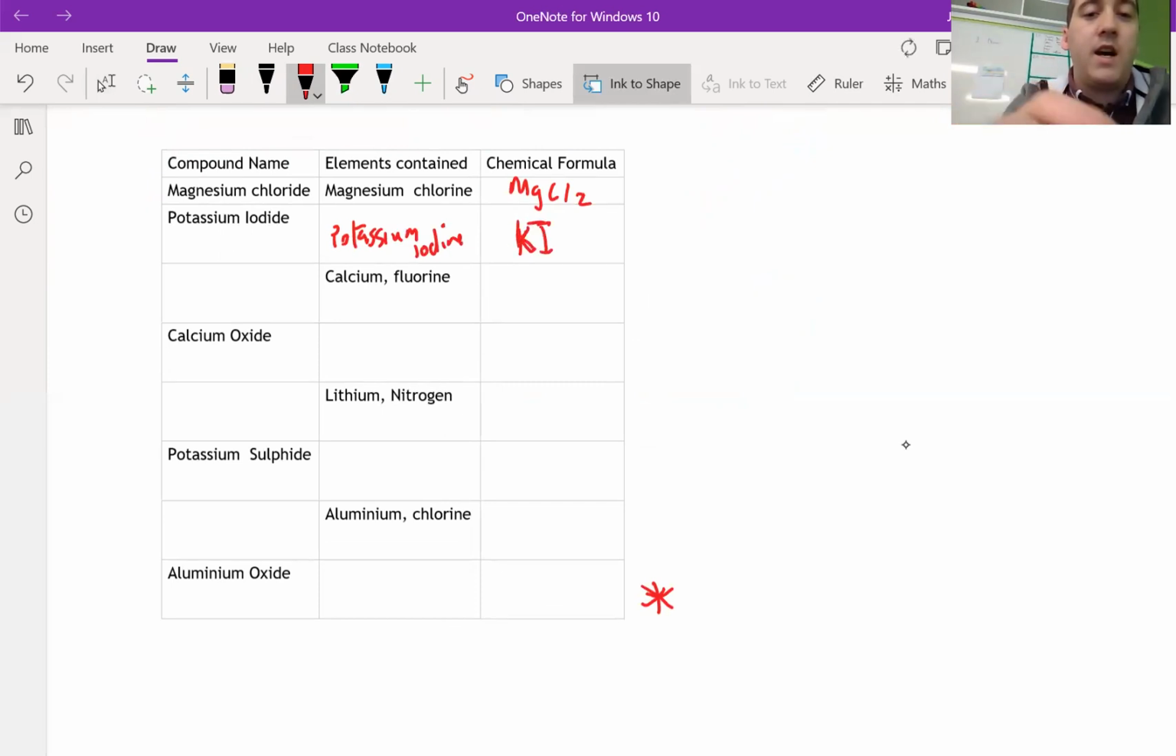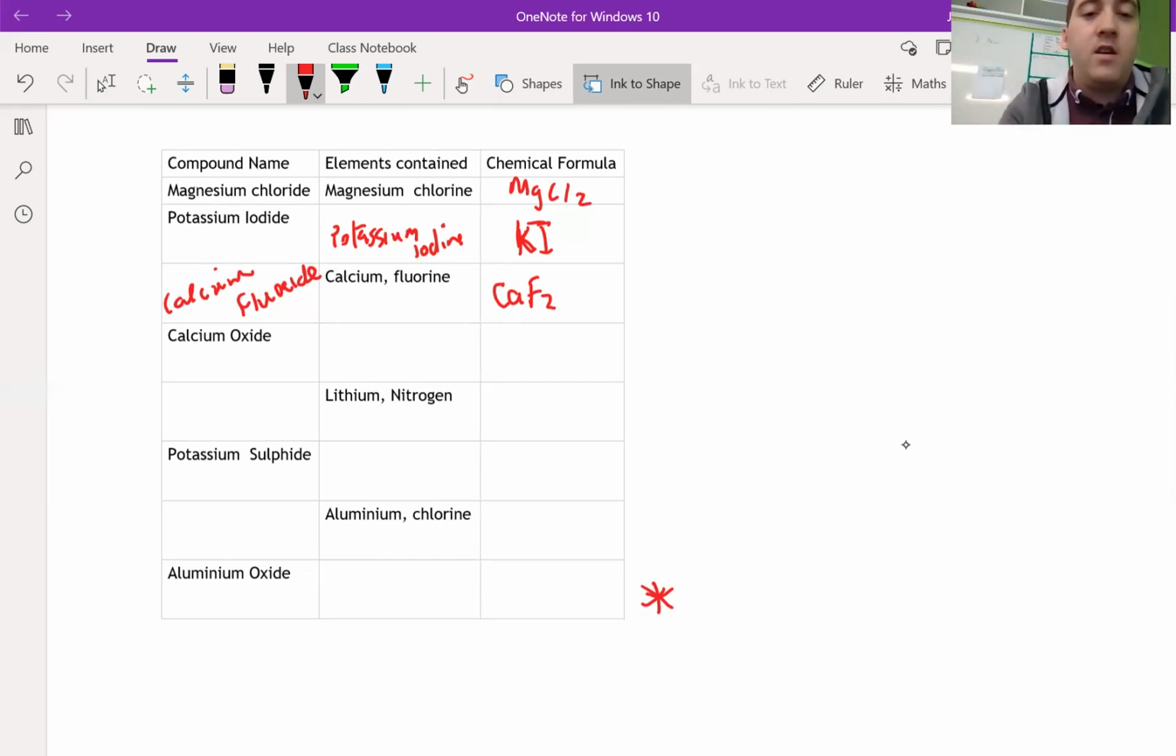No numbers, just Ki. Next one is calcium and fluorine. The name is calcium fluoride. And the formula is CaF2. Well done if you got that right. If you didn't get any of these right, you need to go back and watch some of it again. Watch the video again, where I was showing you how to do these.